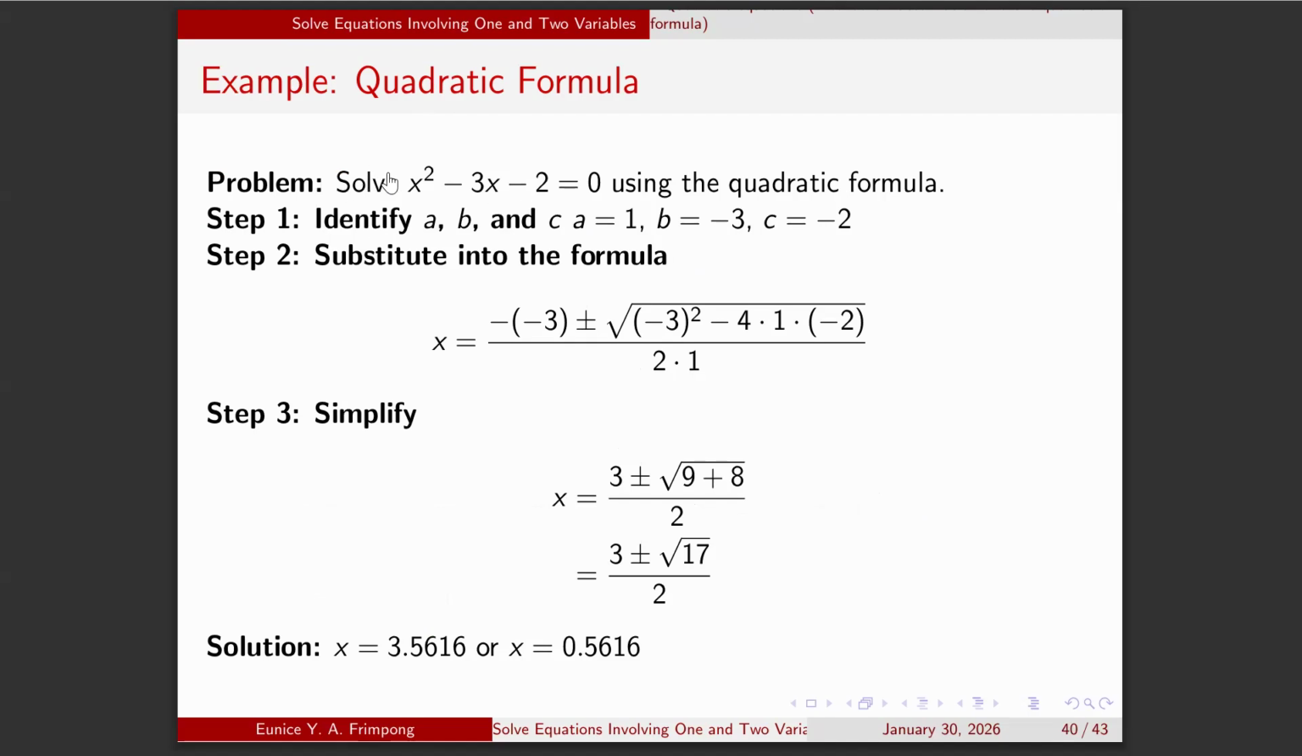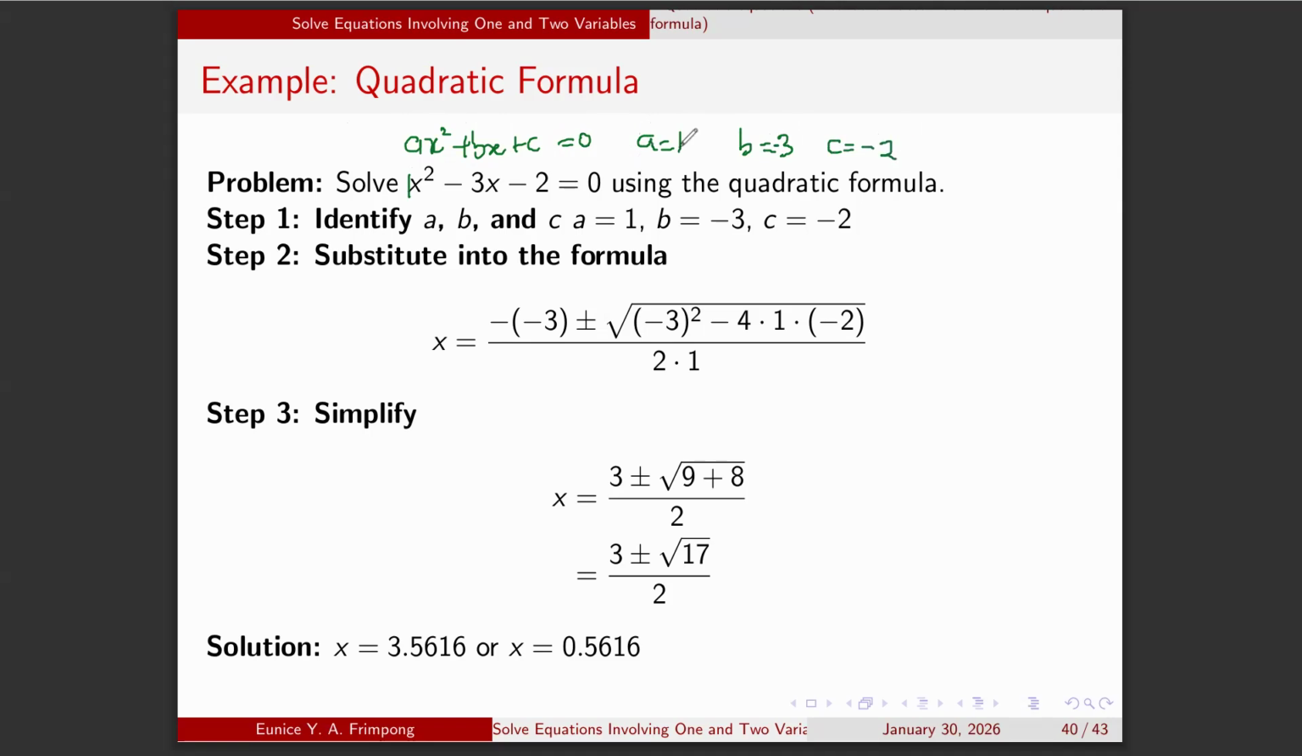So let's see something here. The question says solve x squared minus 3x minus 2 equals 0. Now we know the quadratic form to be ax squared plus bx plus c equals 0. If you compare this one to this question, then A is what? 1. There's a 1 here we are not writing. So A is equal to 1. What is B? B is equal to minus 3. And then C is equal to minus 2.